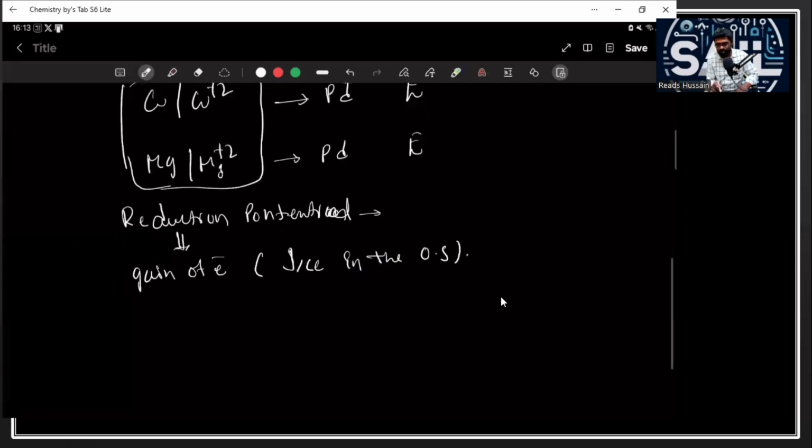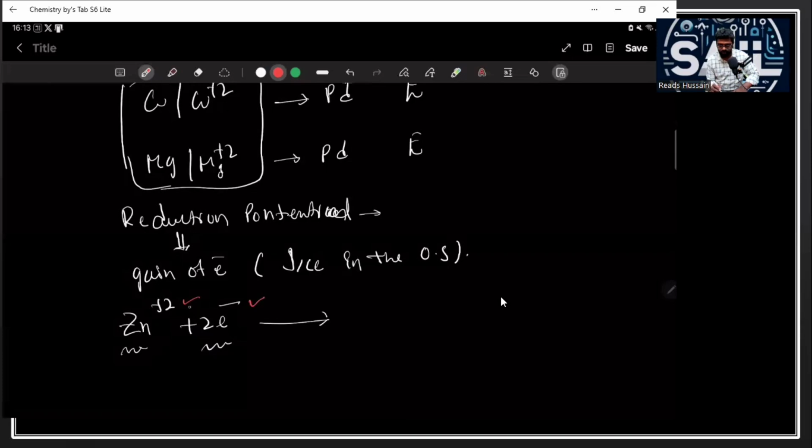See, reduction means gain of electrons. So I will give you one small example here. Zn+2 plus 2 electrons gives Zn. These are zinc ions, gaining 2 electrons. Here the oxidation state of zinc is plus 2, and it gains 2 electrons.